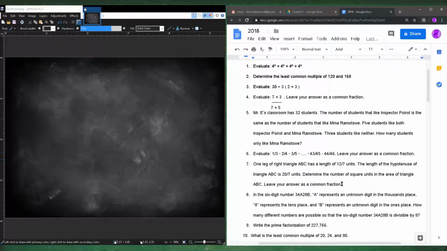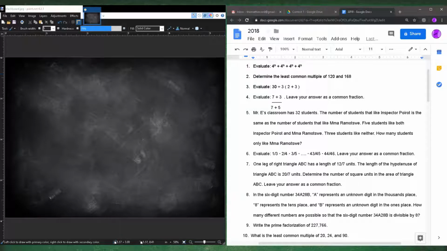Okay. Number 6, evaluate 1/3 times 2/4 times 3/5 times, etc., until 43 over 45 times 44 over 46. First, you want to see the pattern. If you just look at the numerator and the denominator, you see that the denominator is always 2 more than the numerator.